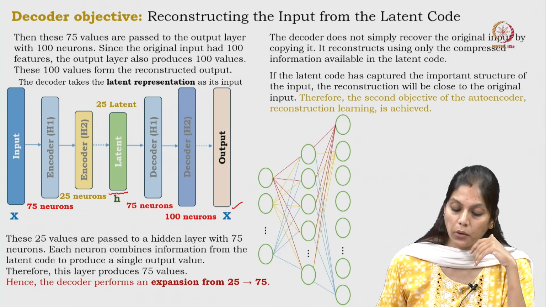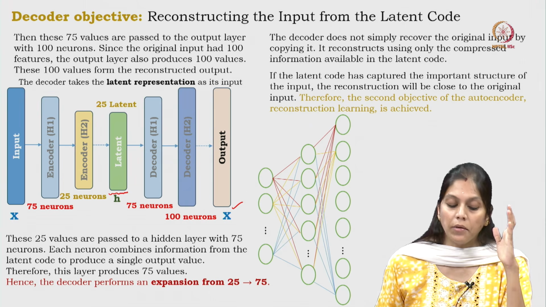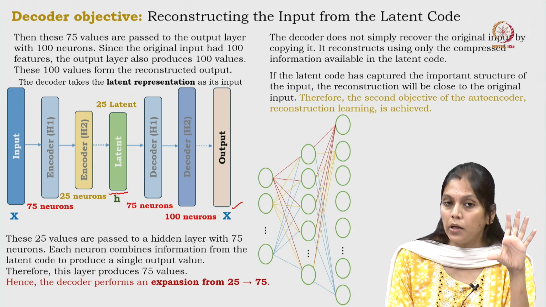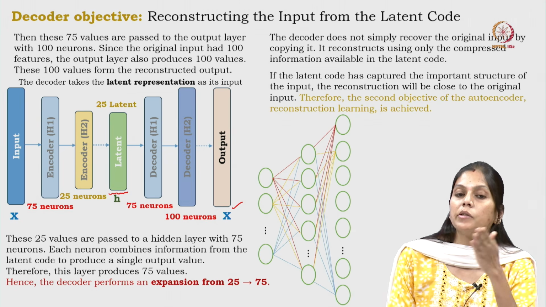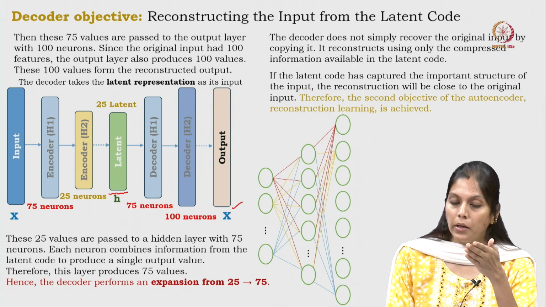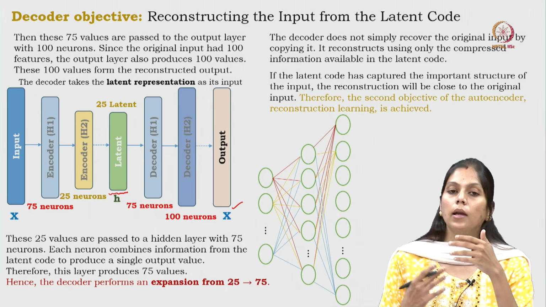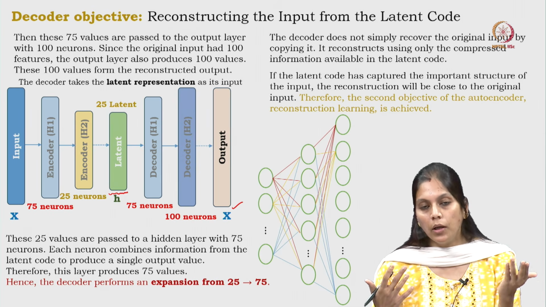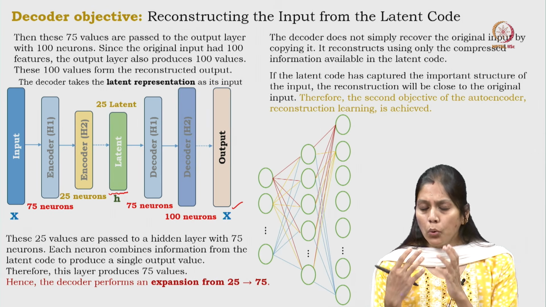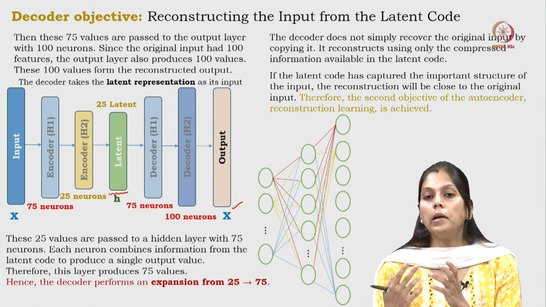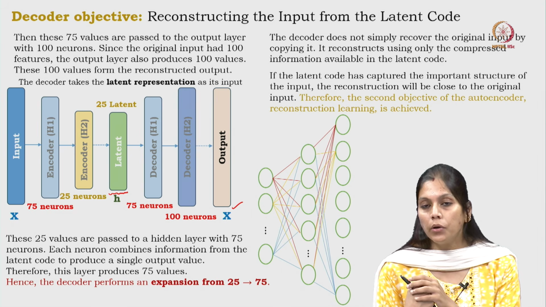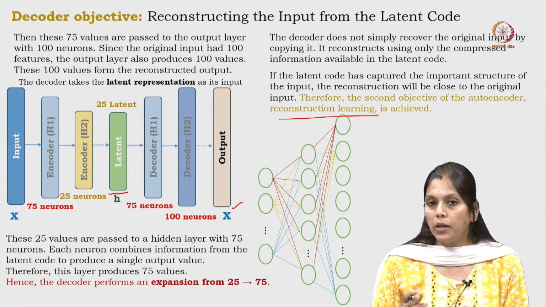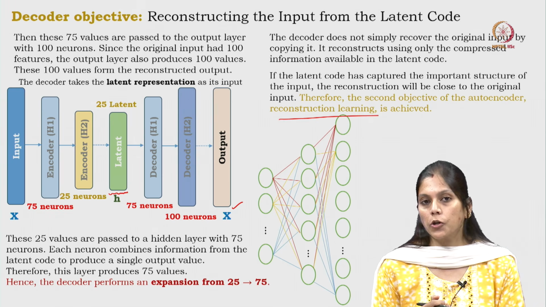What do you think about this? The answer is yes. If the latent code is performing well, if it has a good representation, obviously that latent code is passed as an input to the decoder. Definitely the output you get will be similar to the original input. With this, is it not that we have achieved the second objective? What is the second objective? The second objective is reconstruction learning. With this, we have achieved reconstruction learning.